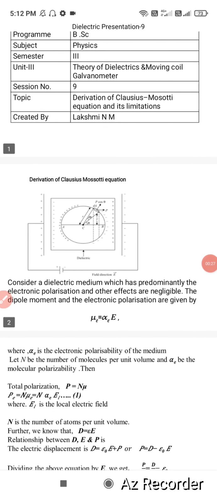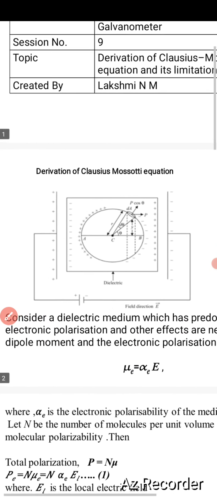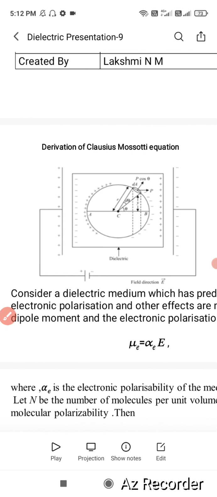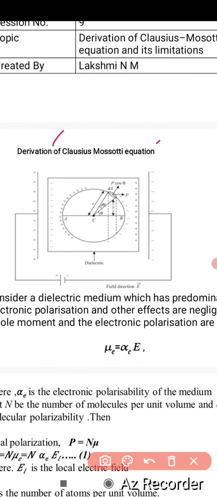Here we consider two parallel plates of a capacitor, as you see in the diagram, and it can be placed into a dielectric material. An electric field is applied between these two charged capacitor plates, and polarization is obtained.